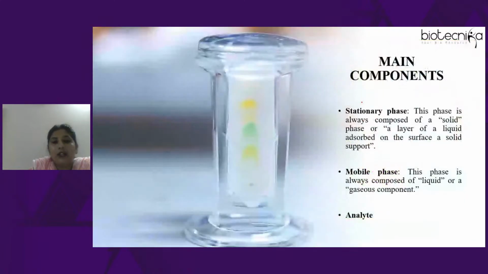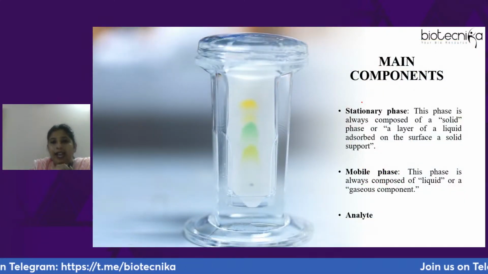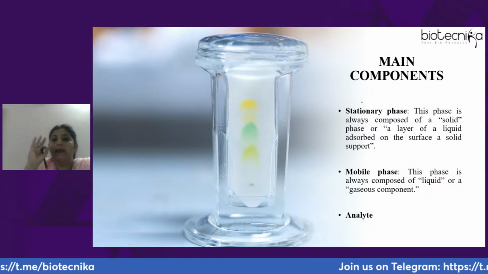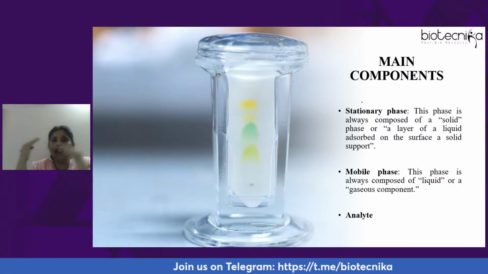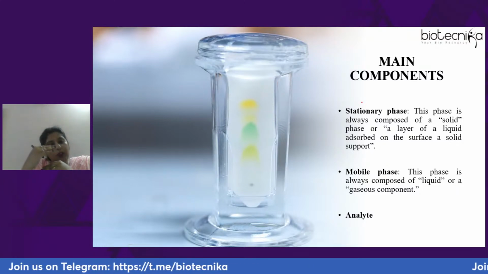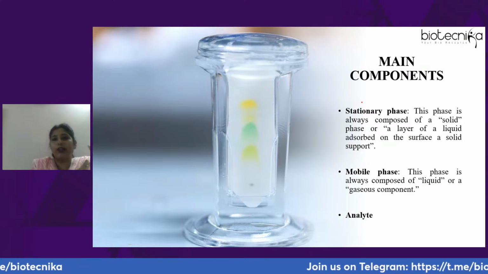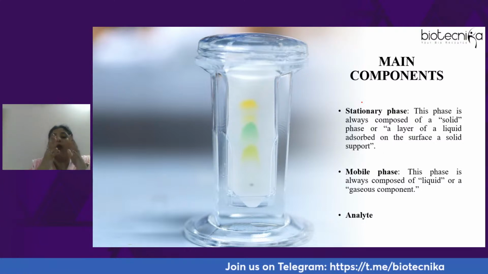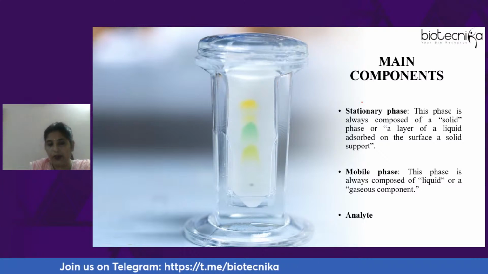So coming back to our chromatography topic again, you have to understand that in every chromatography there are three main components. So just learn it systematically. Don't jump to the application first. We go step by step. First we understood what chromatography is and why we use it. Now, what are the main components of chromatography? There are three main components that you have to remember.